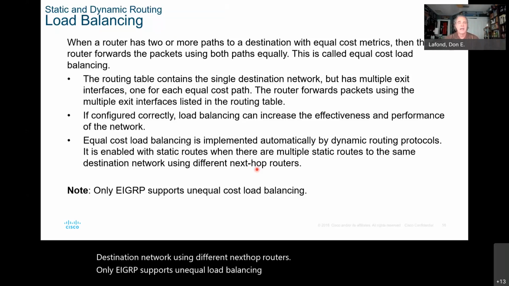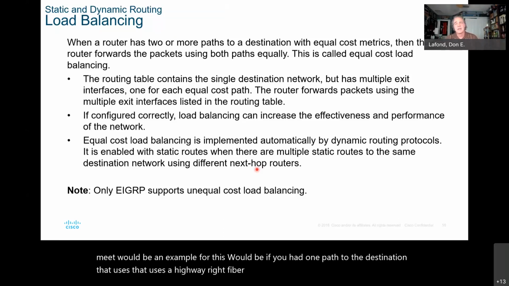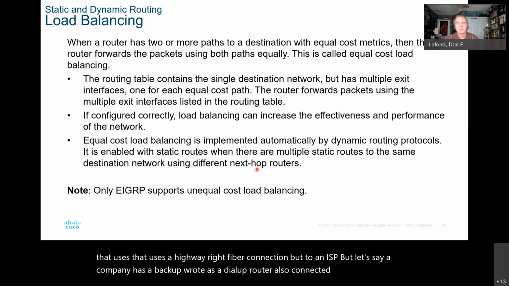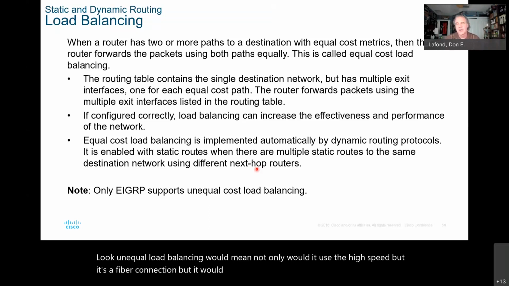Now, an example for unequal load balancing would be if you had one path to the destination that uses a highway, right, a fiber connection to an ISP. But let's say a company has a backup route as a dial-up router also connected just in case of network failure. Well, unequal load balancing would mean not only would it use the high speed fiber connection, but it would also use the slower connection, and it can be configured that only certain traffic goes through the slower connection.